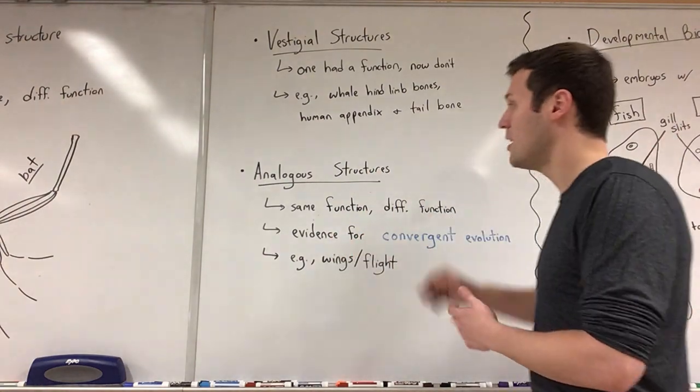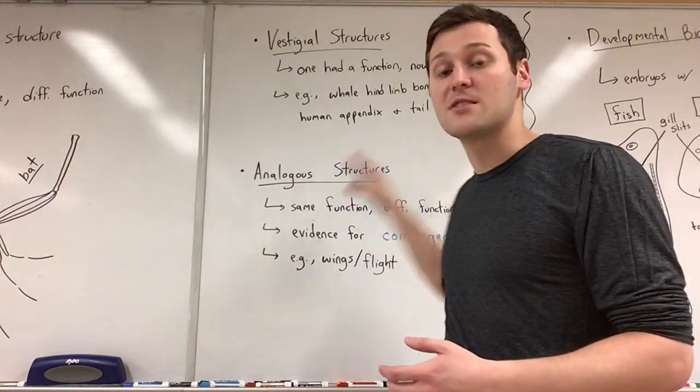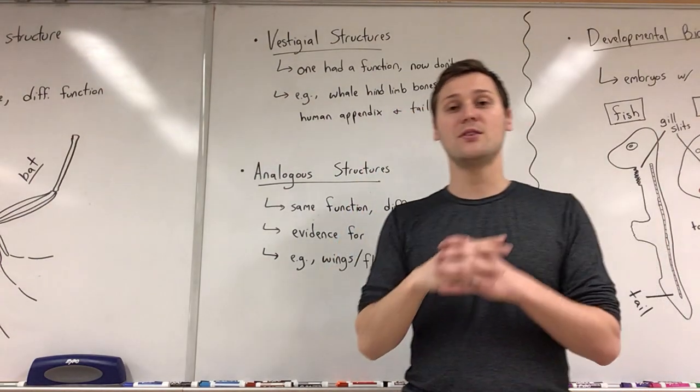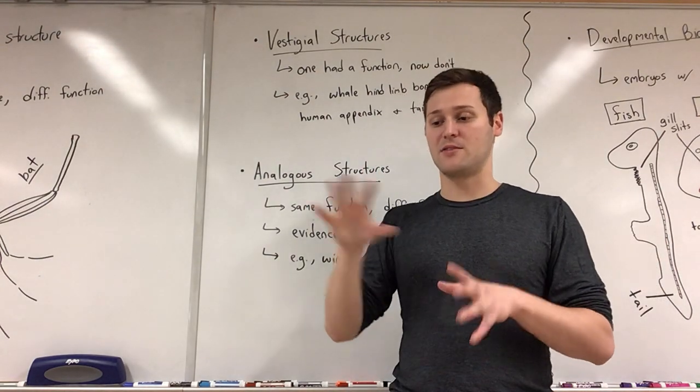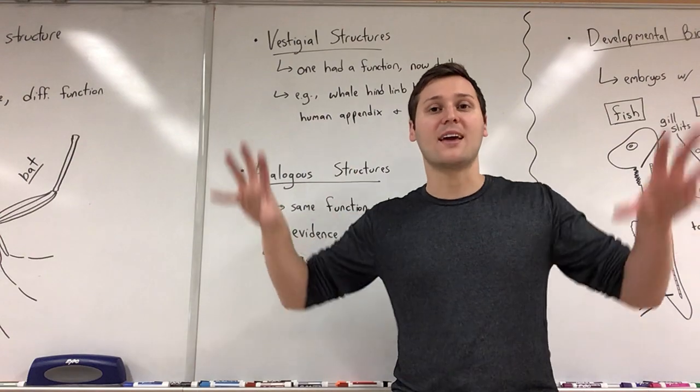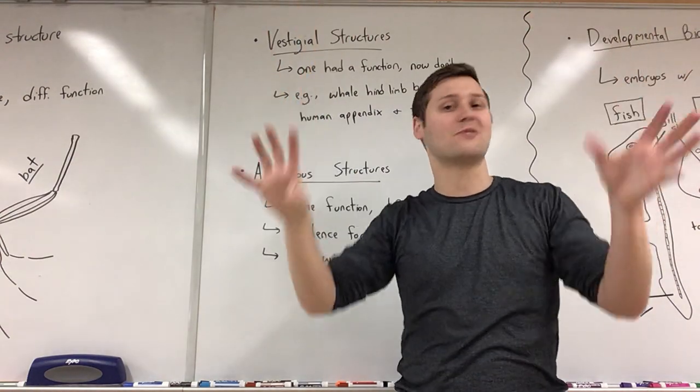We can get our appendix removed if it causes us problems, but we still have it because it's a vestigial structure. Analogous structures also serve as evidence for convergent evolution, when organisms of different species end up developing a similar trait, but maybe it has different origins.